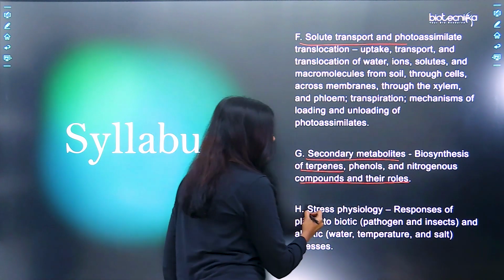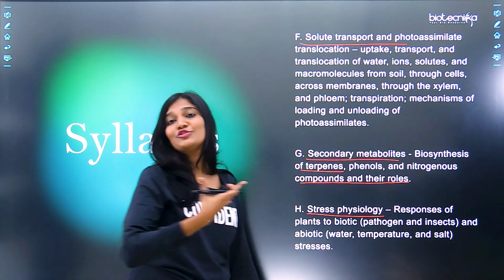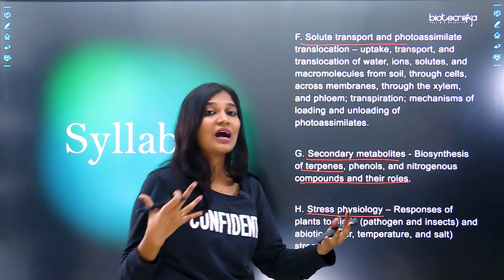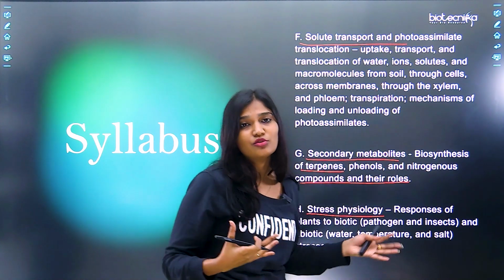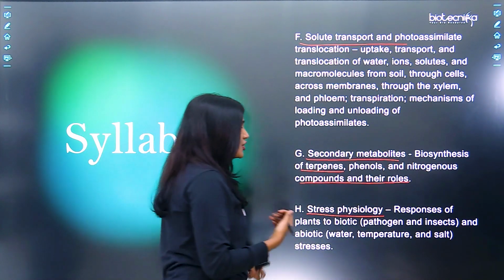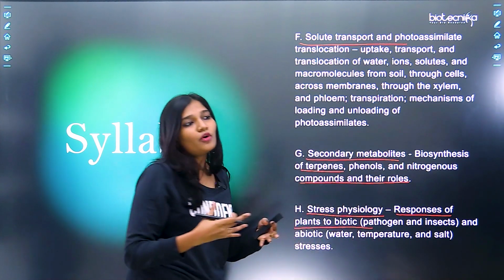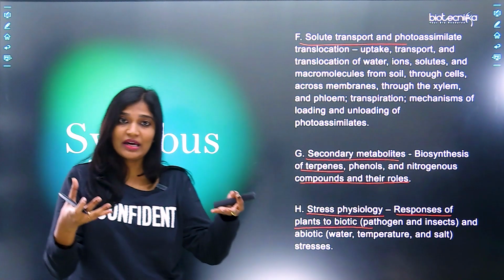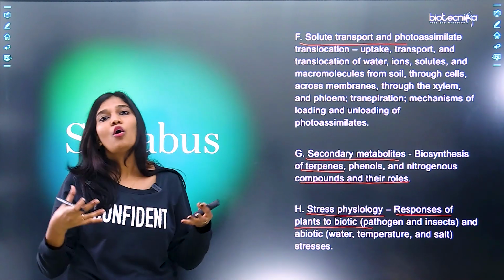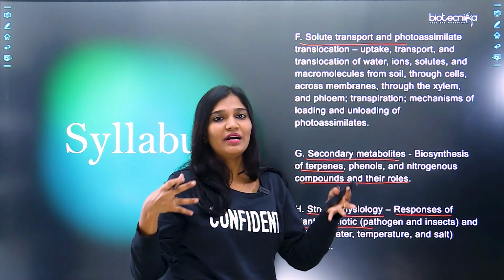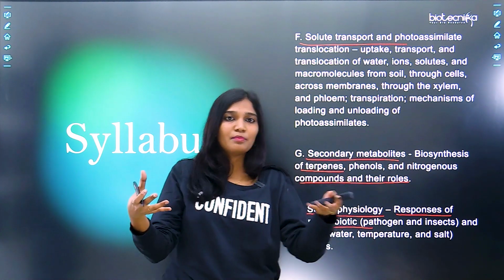The next one is stress biology. Yes, so stress, you have to remember the stress hormone is going to be abscisic acid. So this is about stress physiology, where we'll be talking about the response of plants. How does a plant respond to biotic, or we can say living organisms, if there are going to be any pathogens, or some bacterial or viral infection, how a plant actually responds to that.